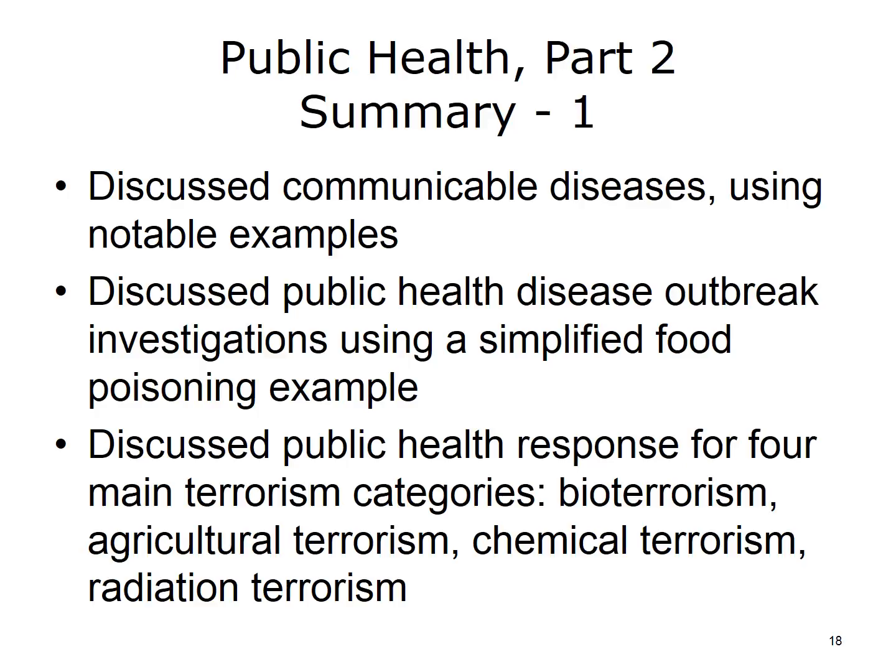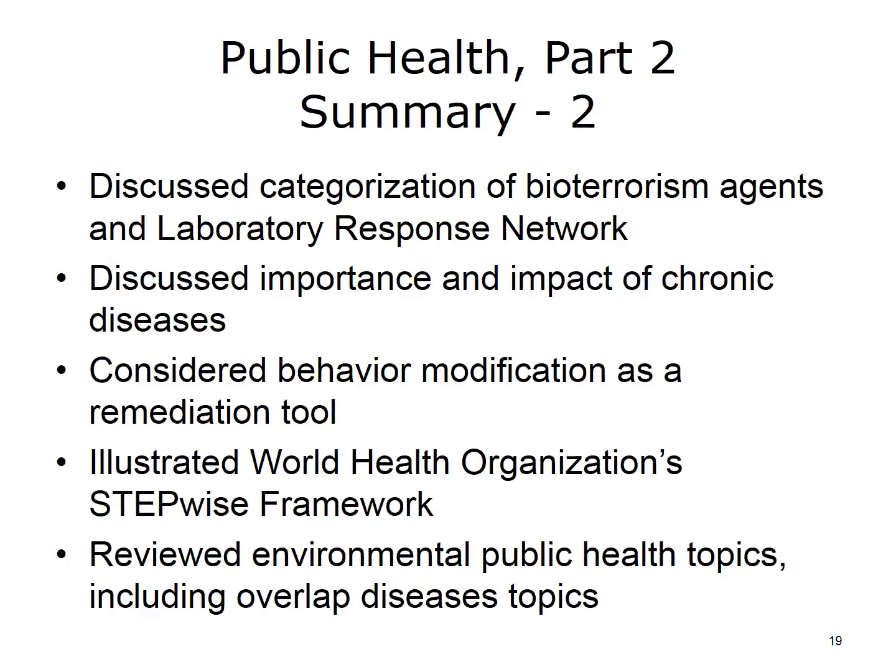In summary, communicable diseases were discussed in detail, using notable examples, including smallpox and polio. Public health disease outbreak investigations were discussed, using a simplified food poisoning incident. Public health response was discussed for the four main categories of terrorism: bioterrorism, agricultural terrorism, chemical terrorism, and nuclear radiation terrorism. Categorization of bioterrorism agents and the laboratory response network were discussed.